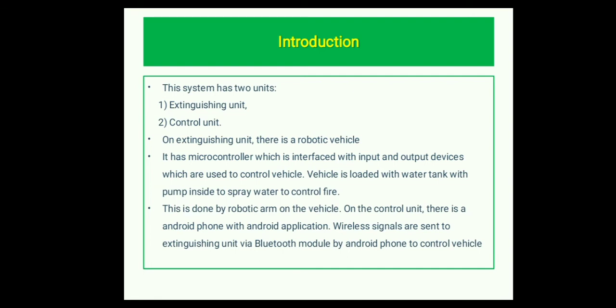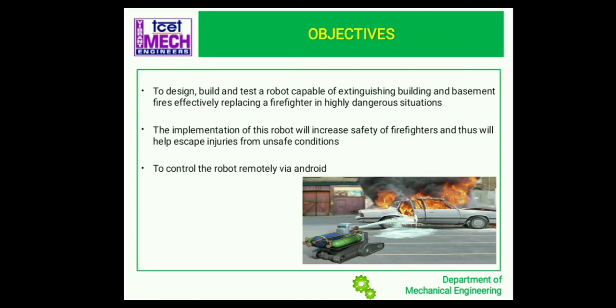Now let's go towards the objectives part. I am going to share some objectives of this project. So the first and very important objective is to design, build and test a robot capable of extinguishing building and basement fires, effectively replacing a firefighter in a highly dangerous situation. So we are replacing the firefighter with the robot so that the robot will go into a dangerous situation and extinguish the fire. Implementing this robot will increase the safety of the firefighters and help them escape injuries from unsafe conditions, so that firefighters will not go into a dangerous situation. So there will be a reduction in human injuries and loss of human lives. We are controlling the robot with the help of remotes and Android, so it will be safe for human lives.